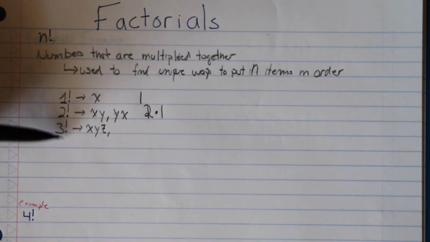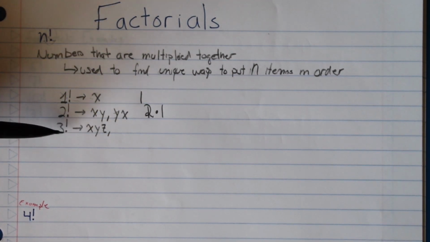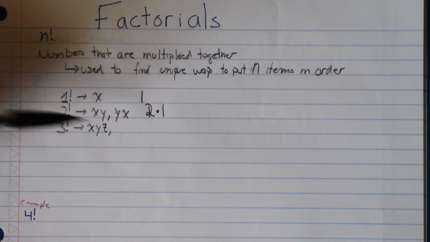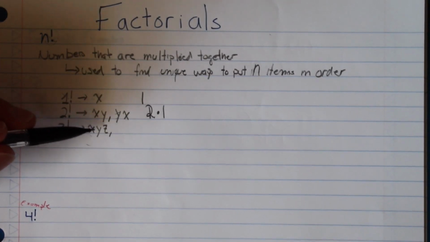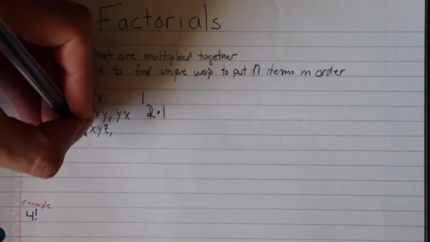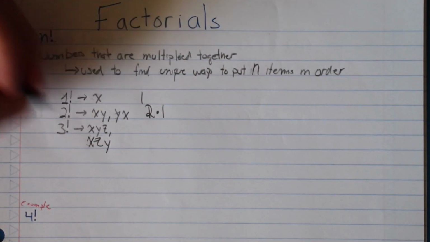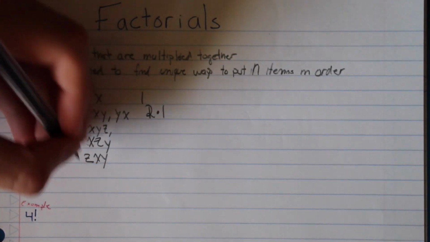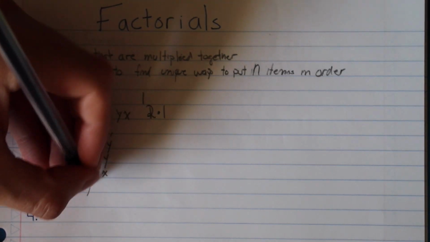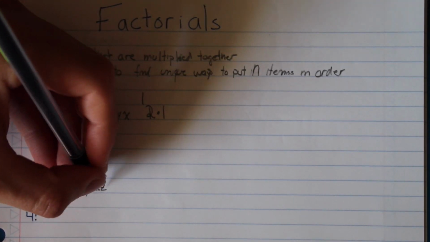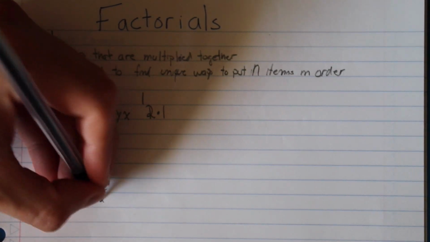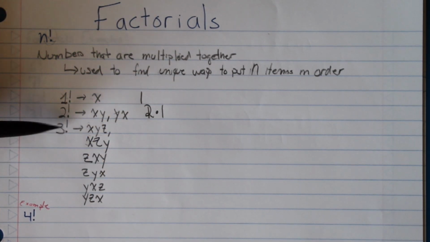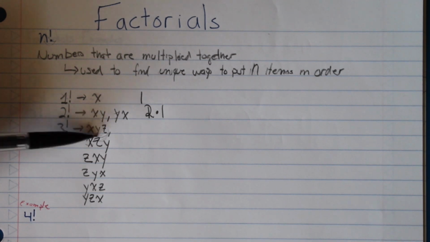Now we have 3 factorial. How many ways can we put these 3 items in order? I'm going to write it down. So we have x, y, z. I'm going to write all the possibilities that we can order these 3 items, okay? So we have x, y, z. Now we have x, z, y. Then z, x, y. Then z, y, x. Then y, x, z. And then y, z, x, okay? That just looks like a bunch of nothing, but those are really the different ways that you can put these three objects, whatever they are, in order, okay?